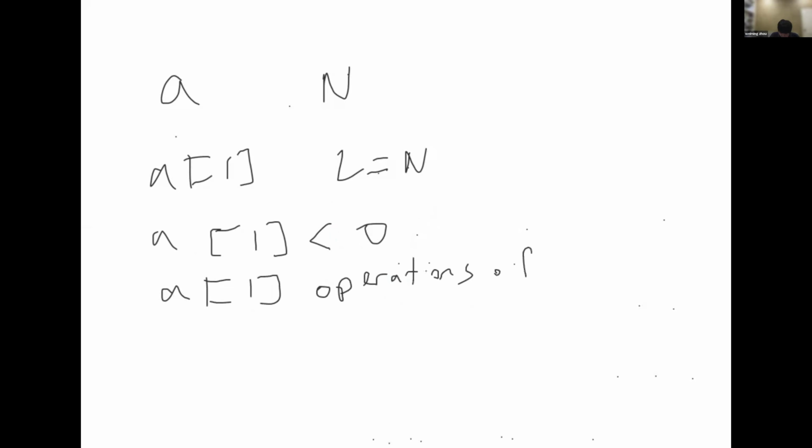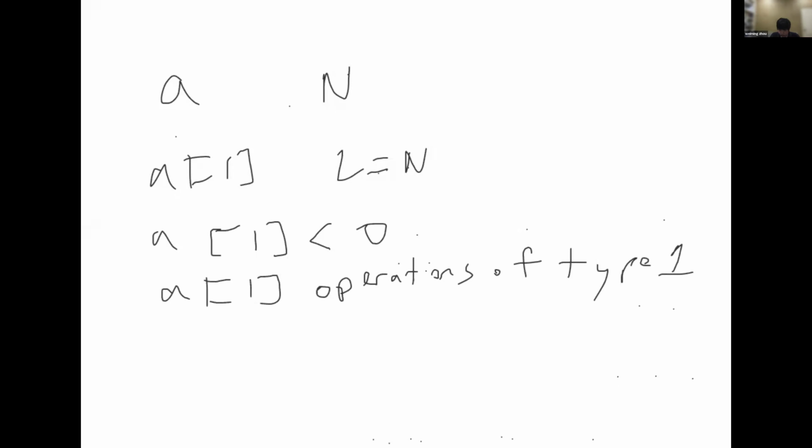So what this means is that the number of operations of type L equals n is determined by a of one. In the event that a of one is less than zero, we need exactly a of one operations of type one to make a of one equal to zero.